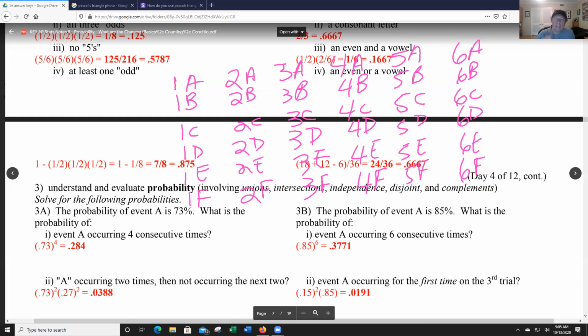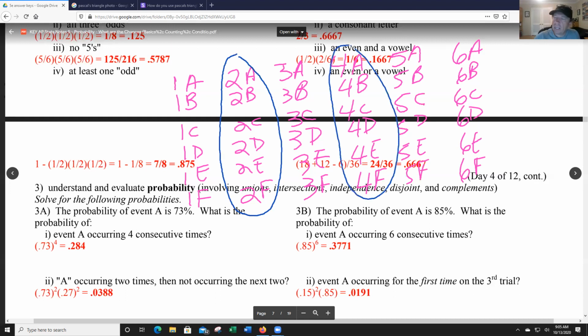All right, so the even numbers, all of these are even, right? Twos, fours, and sixes. Got it. Now, I'm going to write over here: 18 of the 36 rolls are even.